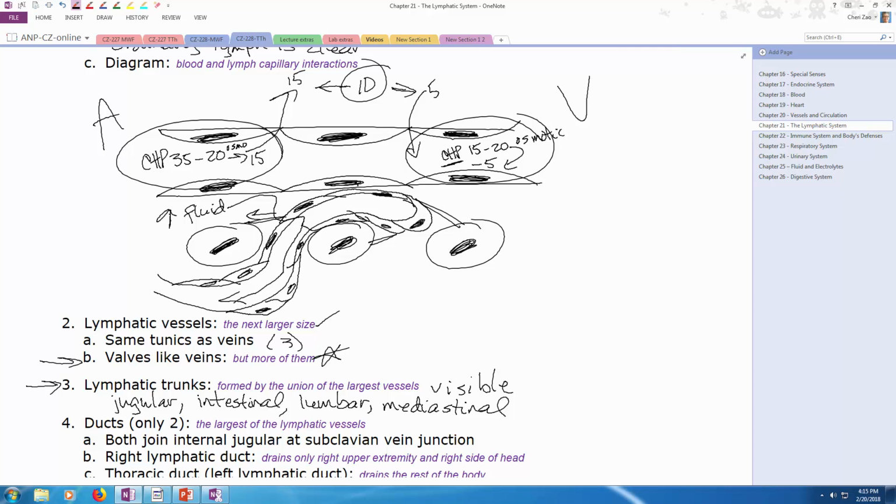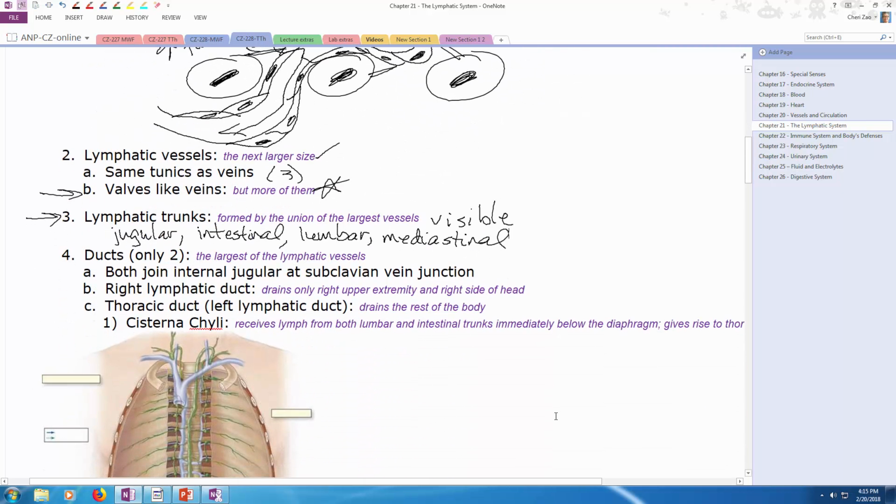So capillaries, vessels, trunks, and now ducts. That's the final size that we will actually find them in. And there are only 2 ducts, and our notes state largest of the lymphatic vessels. There's just 2, a right and a left, both of them are going to take the lymph that they are carrying into the venous side of our circulation, and they are going to dump it into the junction of our internal jugulars, which is a vessel in our neck, and our subclavian veins.